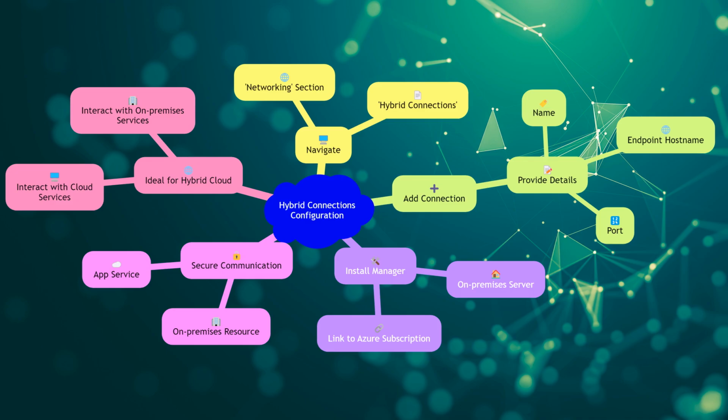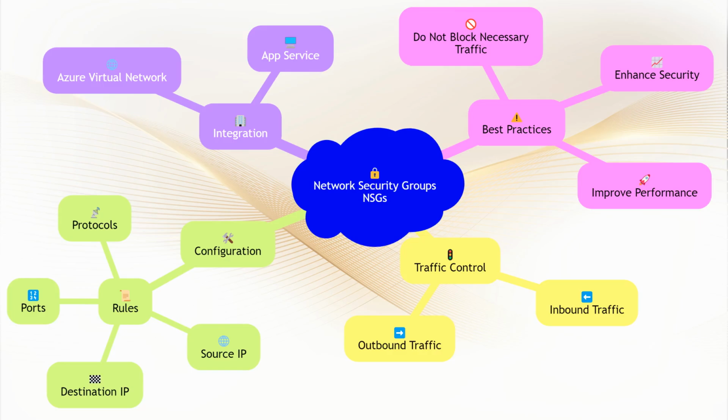This setup is ideal for hybrid cloud scenarios where your app needs to interact with both cloud and on-premises services. Network security groups, NSGs, are used to control inbound and outbound traffic to resources in your Azure Virtual Network. By configuring NSGs, you can define rules that allow or deny traffic based on various criteria, such as source and destination IP addresses, ports, and protocols.